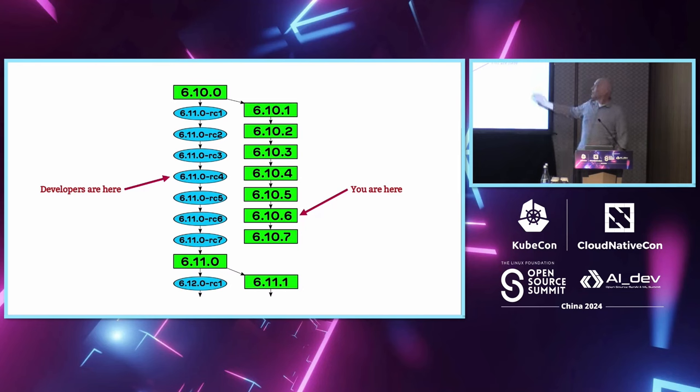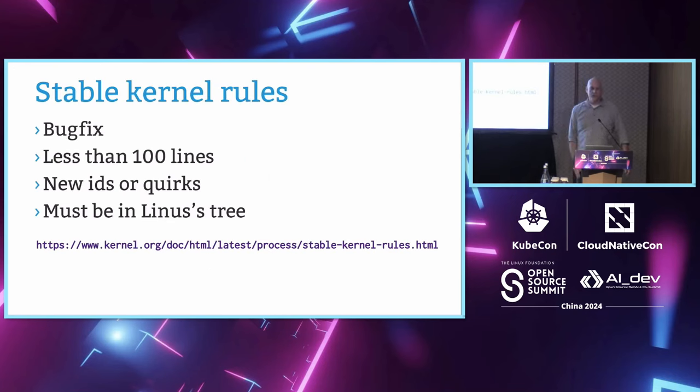That's how things work. Really good, really well. Rules about what goes into Linus's tree: a bug fix should be less than 100 lines. New ideas or quirks, there's the process. These are rules to say no to.